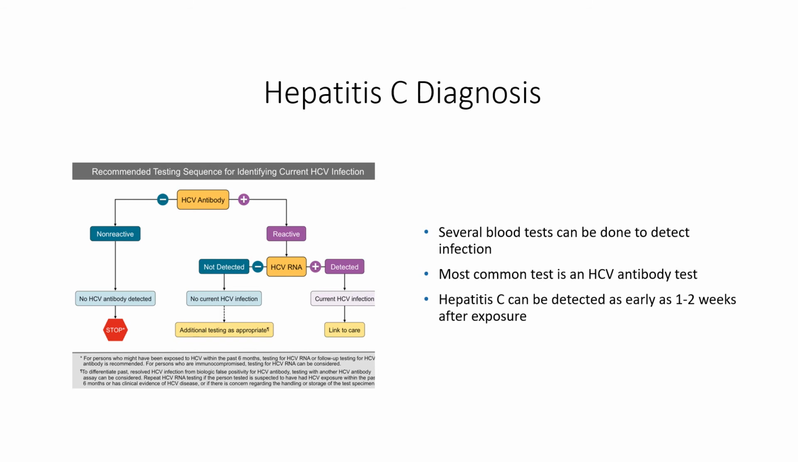Diagnosing hepatitis C can be done through several blood tests that detect infection. The most common test is called an HCV antibody test. This test tells whether or not an individual is non-reactive or reactive to the HCV antibody. If the results come back reactive or positive, additional tests need to be done to see if the patient is currently infected. These additional tests are called a nucleic acid test, or NAT, for HCV RNA. Another name for this test is simply PCR.